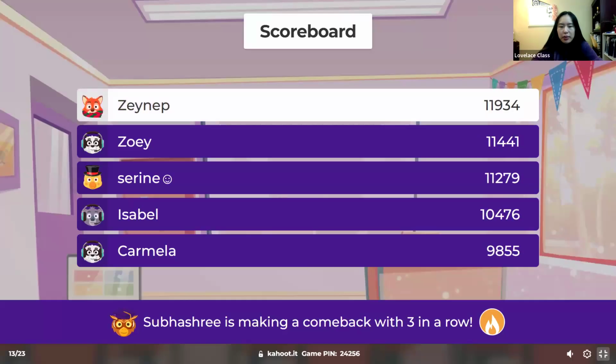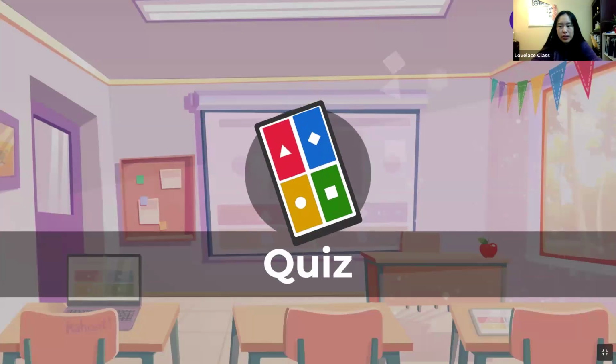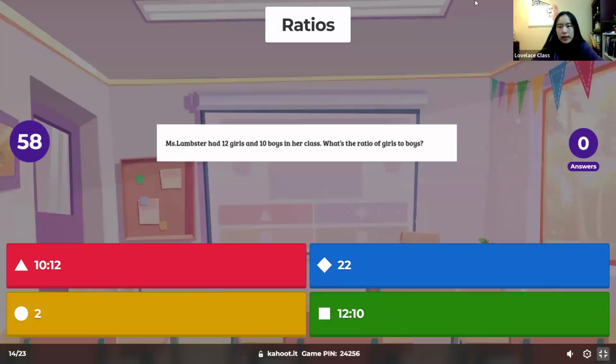Very good job, everyone. You guys are still doing very good. So we continue. A ratio problem. Read what the ratio is carefully. Yeah, this is doing great.